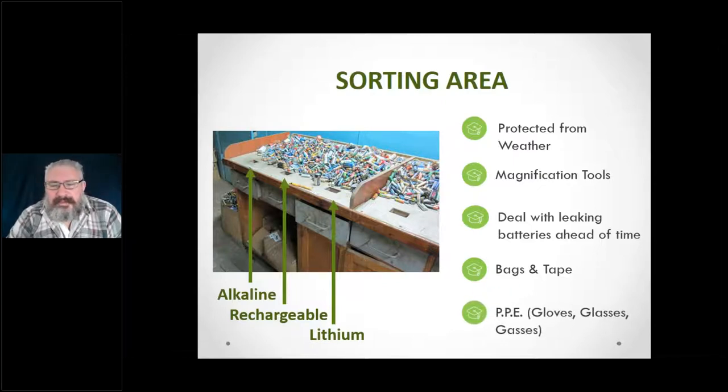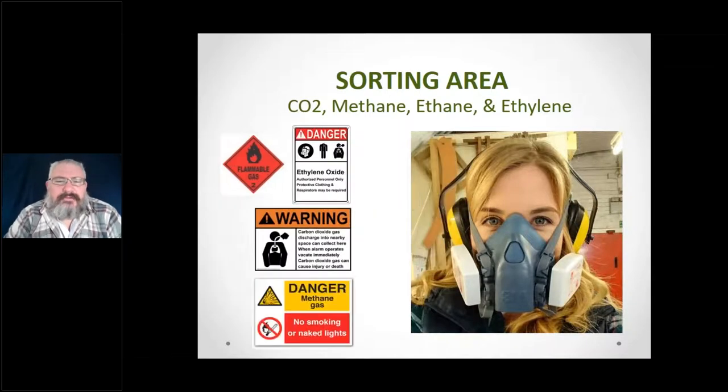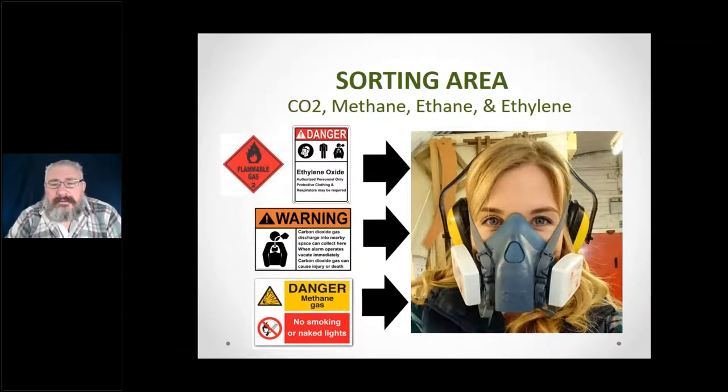And of course, PPE, or as I say, the three P's, right? Gloves, glasses, and gases. You probably won't need to look like this going into your sorting area, but it is something to think about. Batteries give off CO2, methane, ethane, and ethylene. All of these are hazardous according to their MSD sheets. Hence the PPE, like I said. Unless you're working in a confined space, you probably won't need the respirator.